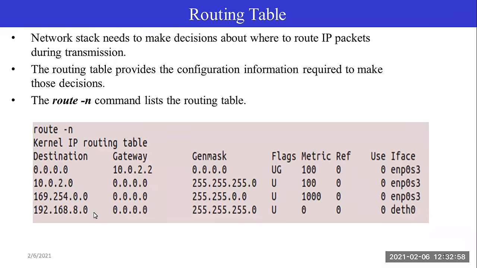So that is the default IP address. And so that means if you are sending any IP address which is not matching with the 10.0.2 entry or the 192.168.8 entry, it will follow the default entry and the packet will be sent to the ENP0ST interface. So that means it will call the corresponding driver function to send the packet.